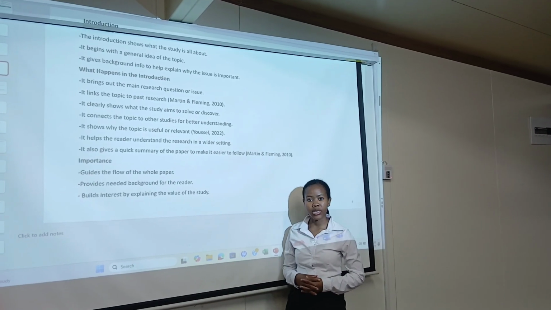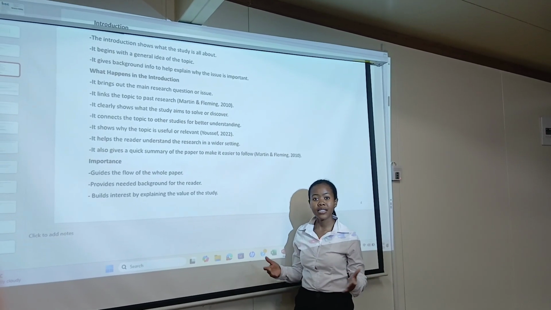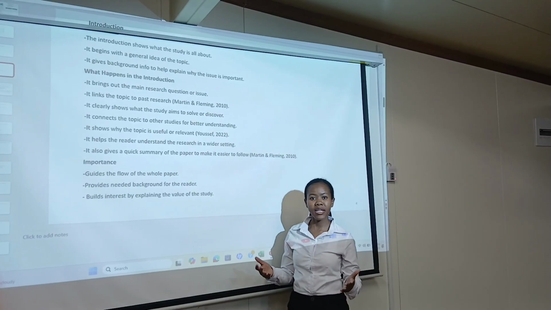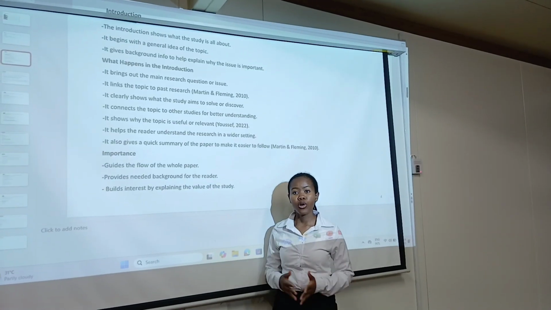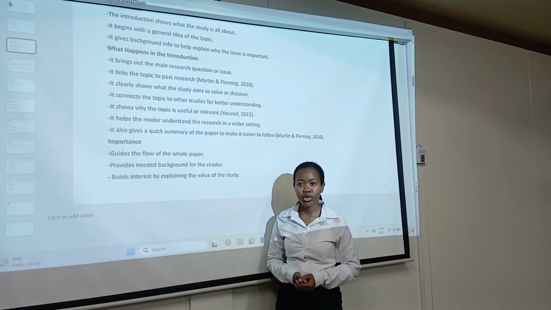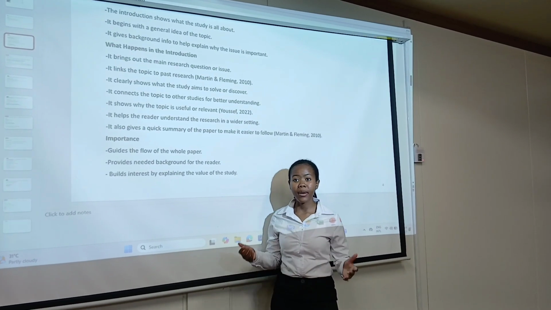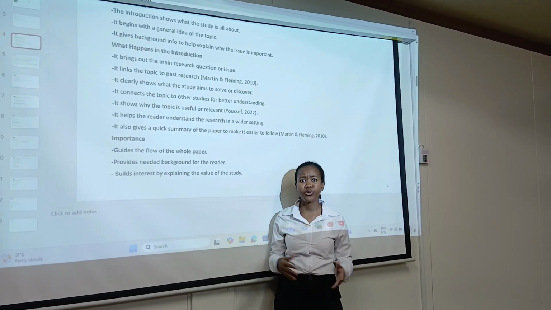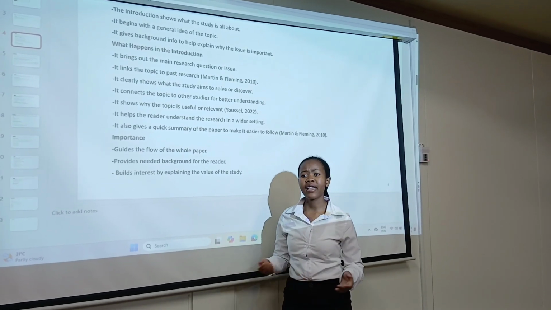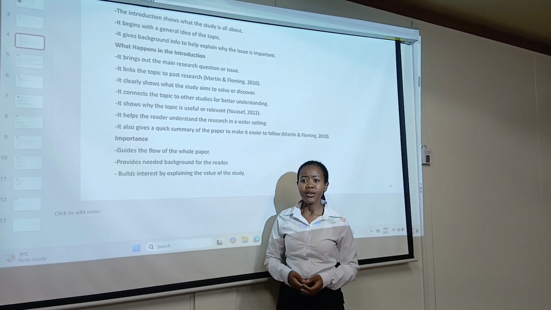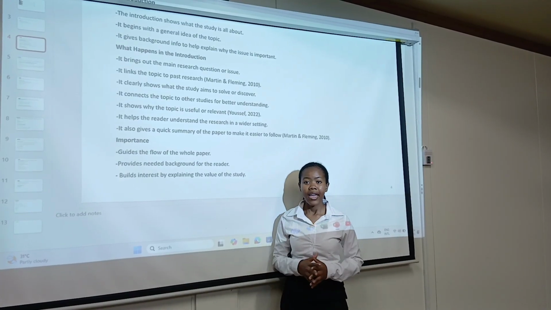Moving on to the introduction. This is the reader's first impression of the work. It explains to them what the study is really about. Moving on to what happens in the introduction. It states the primary research question or problem to be addressed. It clearly defines the objectives and aims of the study and what it seeks to discover and solve.